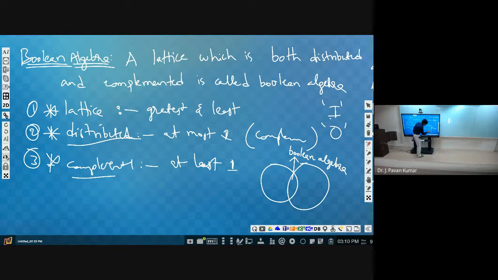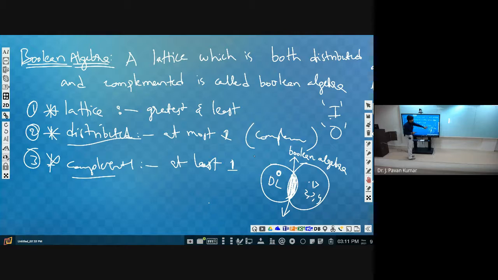That means at most one complement we can have, that is, you consider this as a distributive lattice. So at most one, this is up to one. This will have the lattices whose elements have complement 0. Next, these are the lattices which have more than 1 complement, that is greater than 1, or 2, 3, 4, like this. Now it is the intersection of distributive lattice and complemented lattice, and we call it Boolean algebra.